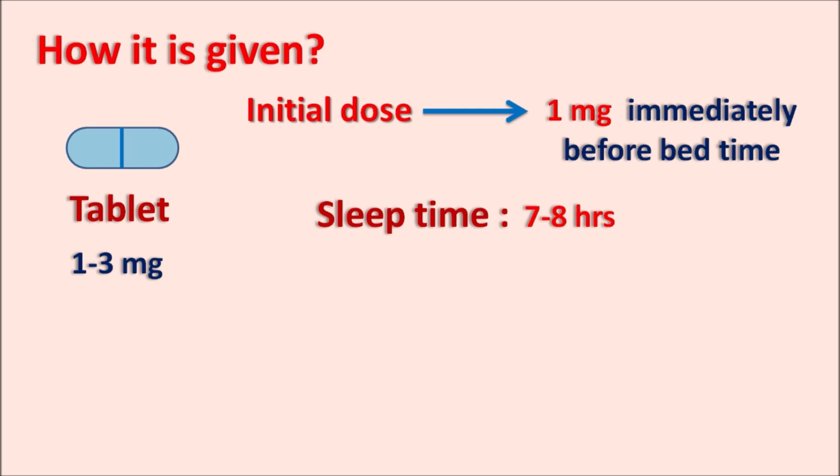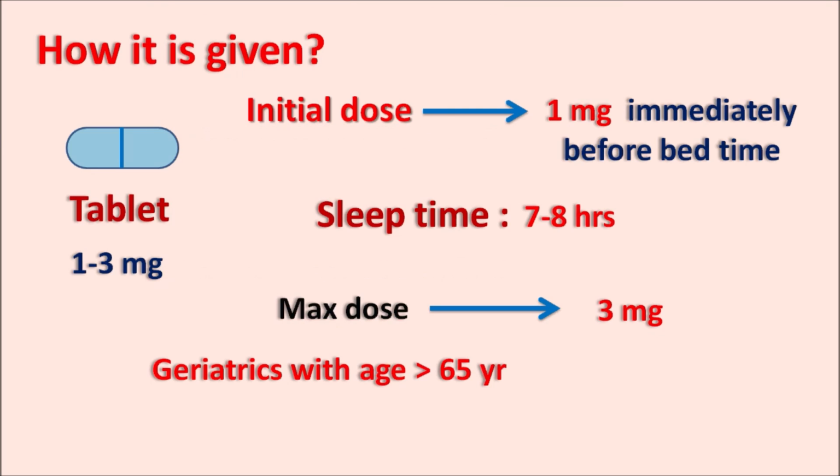The dose can be increased based on the effectiveness of this drug, but the maximum dose is 3 mg before bedtime. Since this drug produces some memory impairment as well as motor impairment, the dose should be somewhat less in geriatric patients, and the maximum dose in geriatric patients with age greater than 65 years is 2 mg only. So above 2 mg, it should not be prescribed to the geriatrics in order to avoid unwanted motor as well as memory impairment. So that's about this S-Zopiclone.